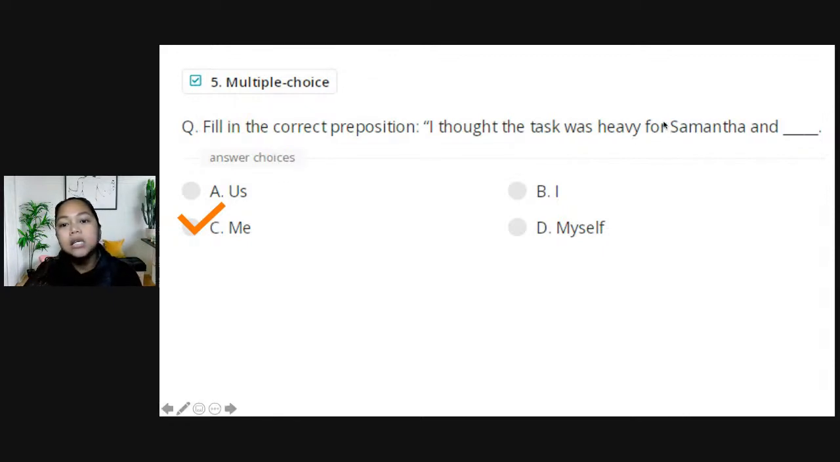Usually, it is a pronoun that follows your preposition. Yung preposition mo dito would be the preposition for. So, for Samantha and me. You cannot say for Samantha and I. Hindi po pwede. Hindi din naman po pwedeng myself yung gamitin mo or us, no? Because of course, myself here and us, medyo malayo na siya, no? Yung pinaka-choice natin dito would be me. So letter C, me is the correct choice.